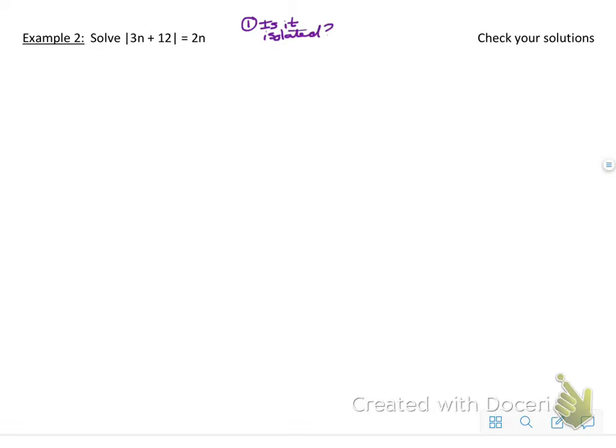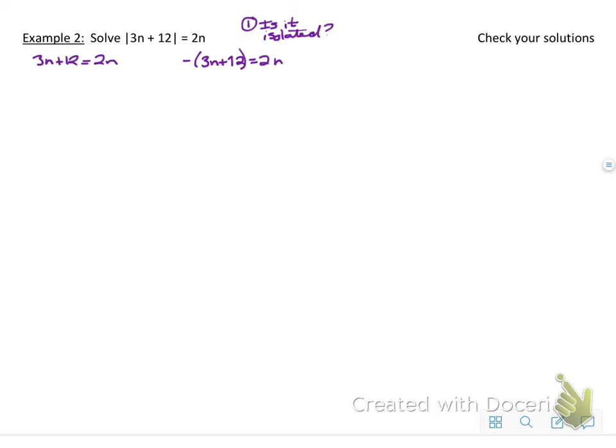Well, then you have to ask yourself, is there anything out front? Nope. Is there anything in the back? Nope. Then we're good. We don't have to worry about it. We simply have to keep going. Remember, we have a positive version and a negative version, so we need to set that up. 3n plus 12 equals 2n, and negative 3n plus 12 equals 2n. All we have to do is solve from here.